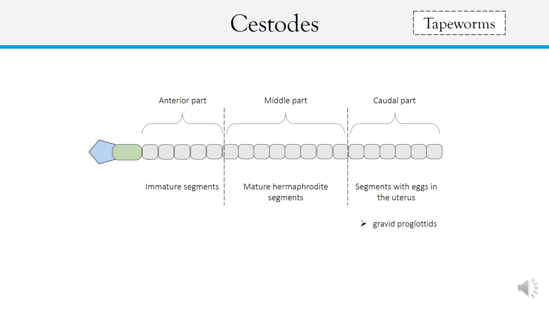Another name for these caudal segments with the eggs inside of the uterus is gravid proglottids. So gravid proglottids are those segments of the trunk that have eggs inside.